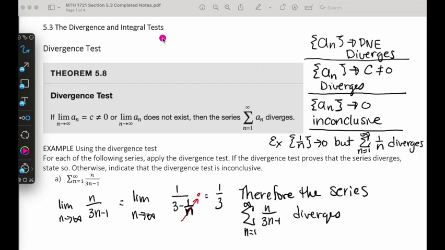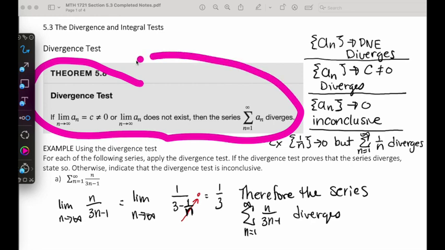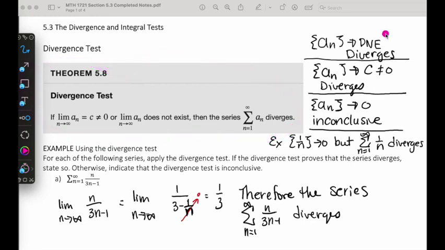And a lot of times it's difficult to find the partial sum. And if you just need to know if the series diverges or converges, you can use one of these two tests. So for the divergence test, this is the official theorem, but I broke it down so that it's a little bit more obvious here.